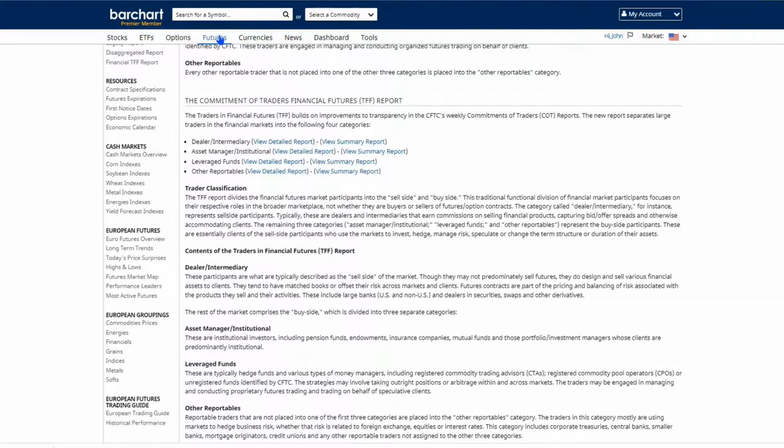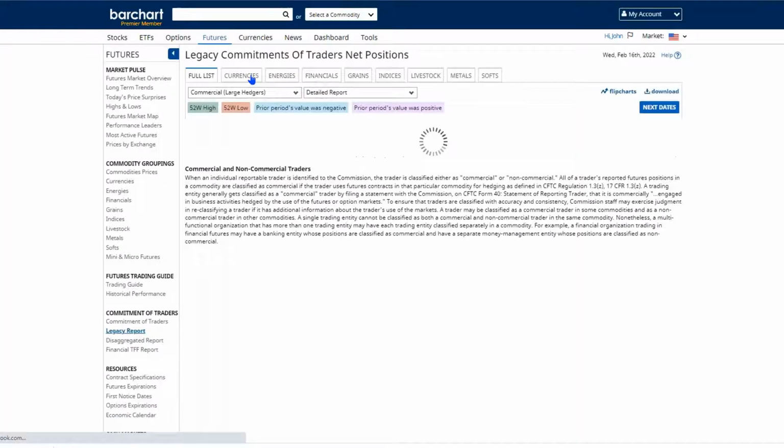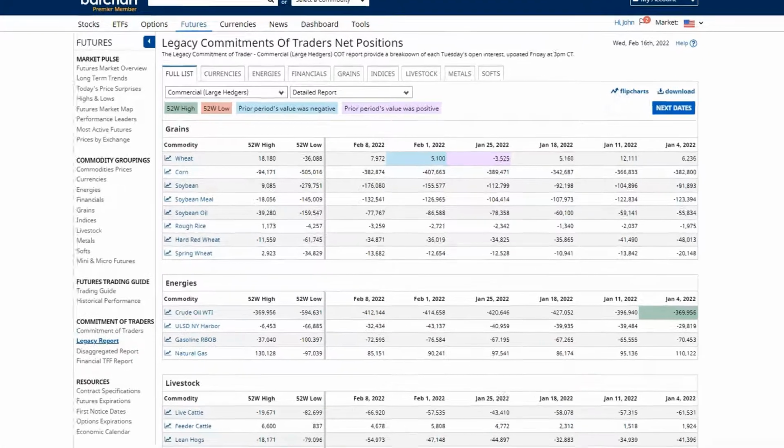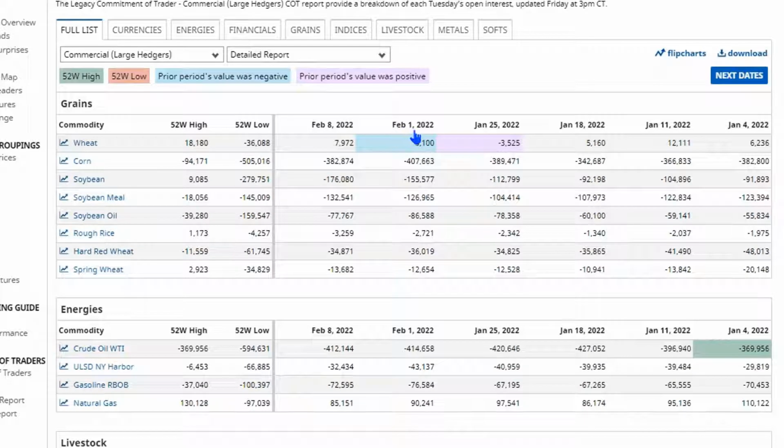So let's go back to our legacy report. And before we break this down, the next thing you need to know with the Commitment to Traders report is that the report designates long positions with a positive number. So if we see here on February 1st, for our wheat commercials, our hedgers, their position was 5,100, a positive number, meaning that they were long 5,100 contracts. And short positions are registered or designated as negative numbers. So if we look on January 25th, our commercial hedgers for wheat were short negative 32.25.